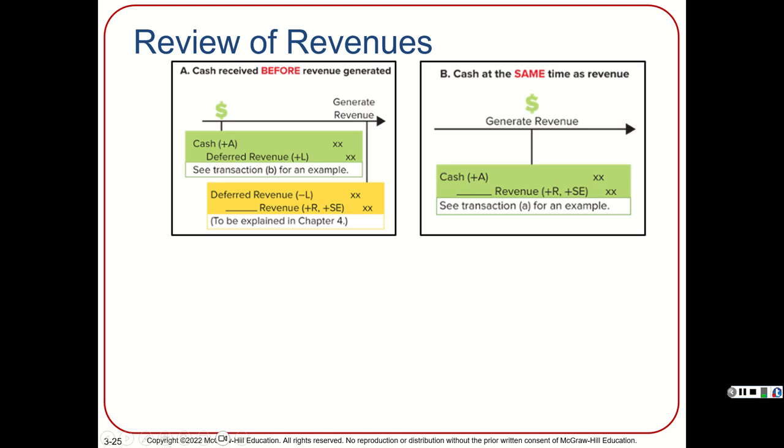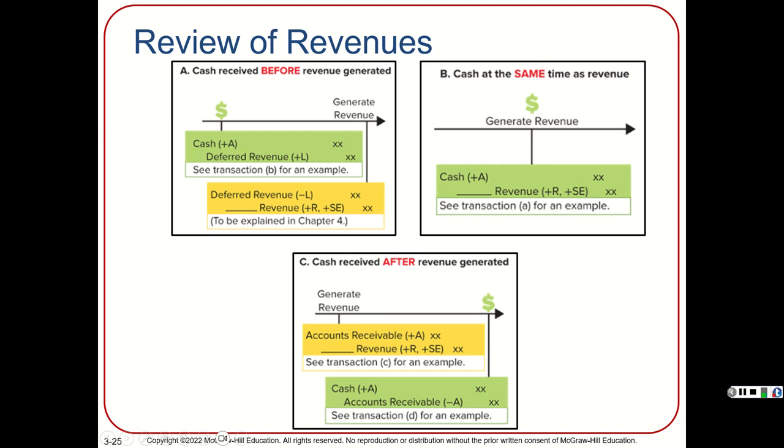When you get cash at the same time as the revenue is earned, this is just a simple transaction. Your cash is increased and your revenue is increased. And then when you receive cash after the revenue is generated, the initial transaction would be debiting your accounts receivable, because this is saying that your customer owes you the money, but you've already provided the services or the products. So your asset is going to increase for the accounts receivable, that expected benefit that you're going to receive later on from your customer, and a credit to the revenue side.